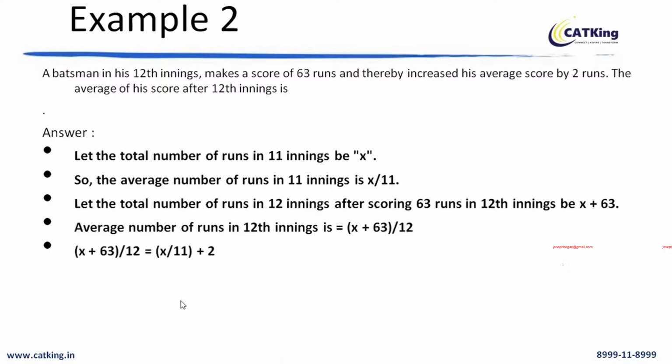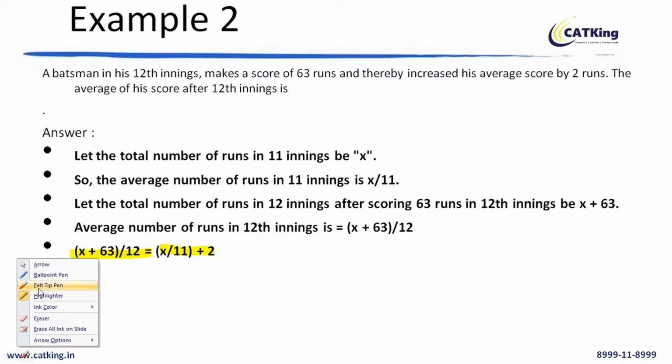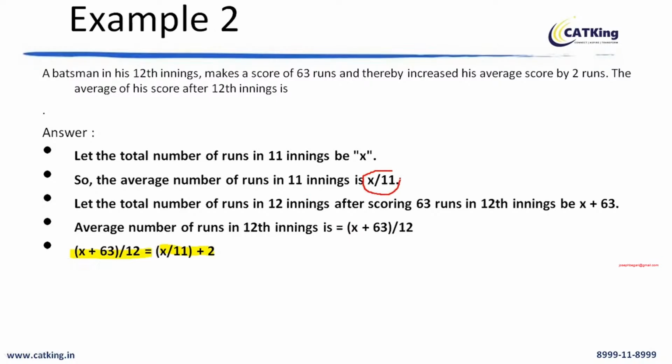Now what is this equation? x plus 63 by 12 is equal to x by 11 plus 2. Look at this carefully from here. What is this? This is the average. What is this? This is the average of 12 innings. His score of 11 innings plus his 12th innings score, divided by 12 matches, is the average after his 12th innings.